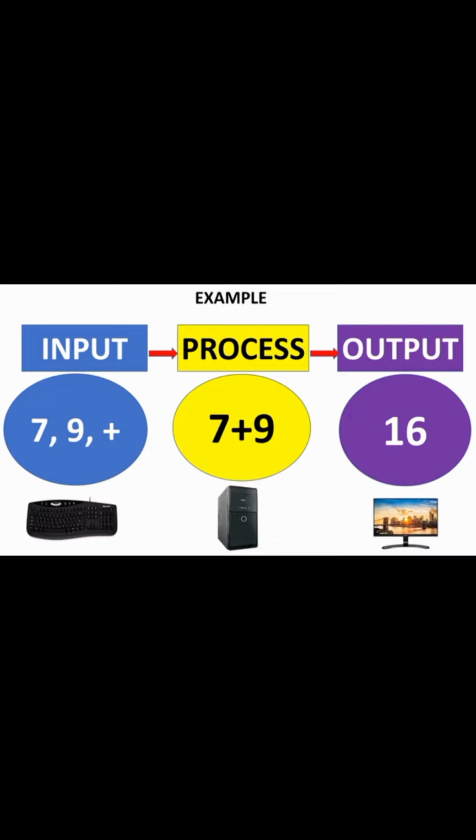Now we'll understand how a computer works with an example. In this example, 7, 9 and plus are the input. The CPU processes this input and performs the addition, which is 7 plus 9, and then for output it shows the result, which is 16, shown on the monitor. So this is how a computer works.